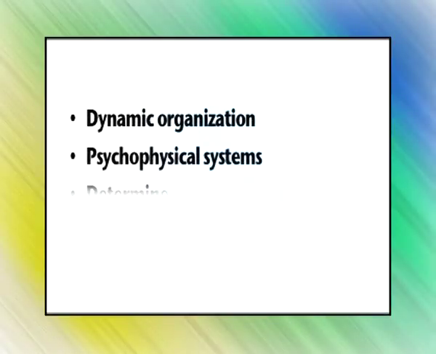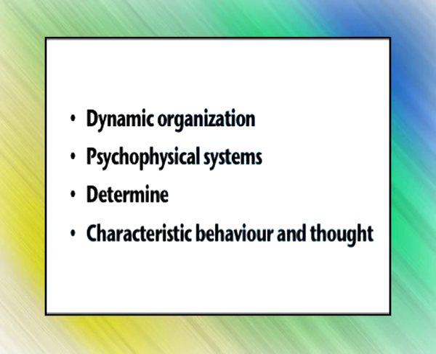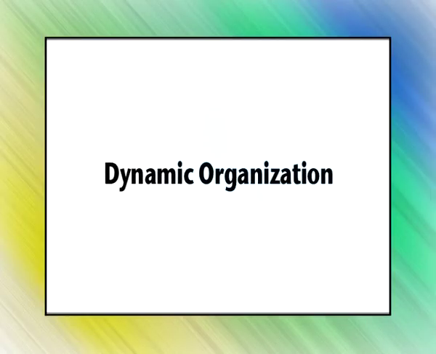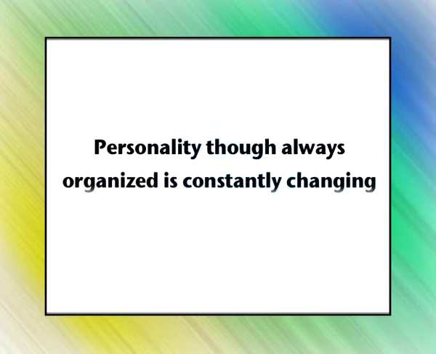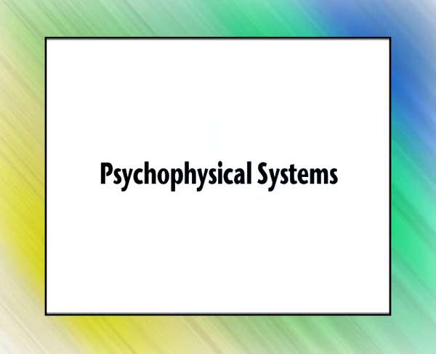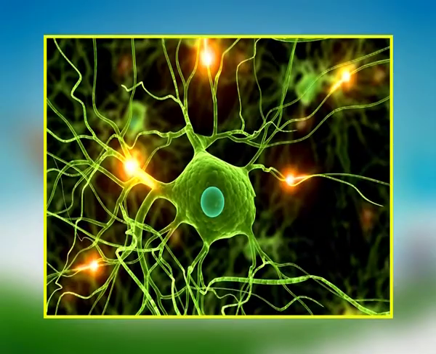Key components in the definition are dynamic organization, psychophysical systems, determine, and characteristic behavior and thought. Now, let us explain them one by one. First, dynamic organization. Personality, though always organized, is constantly changing or dynamic. Personality has organization and continuity within the person, but it is constantly changing or becoming something different. Psychophysical systems. The term psychophysical systems reminds us personality is neither exclusively mental nor exclusively neural. The organization entails both body and mind, inextricably fused into a personal unit.